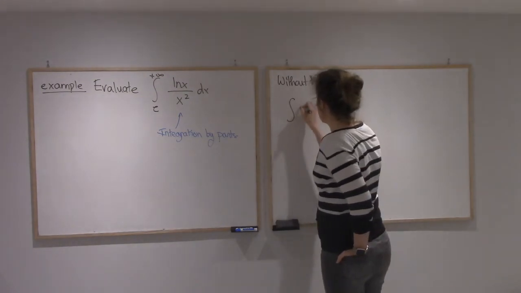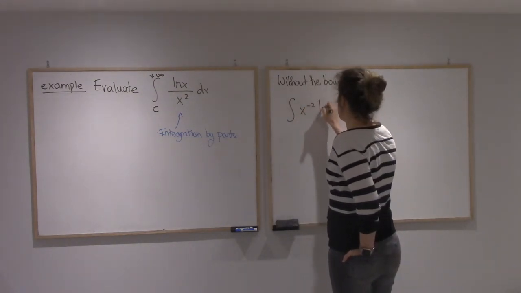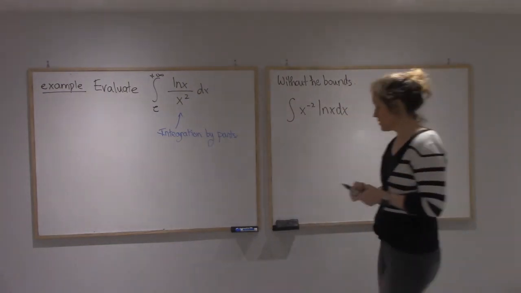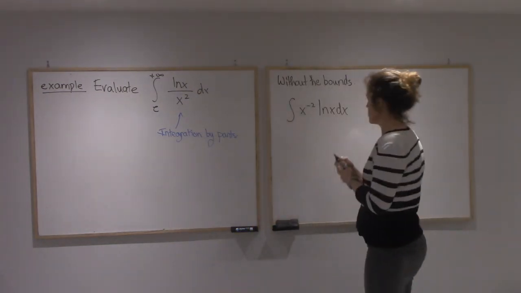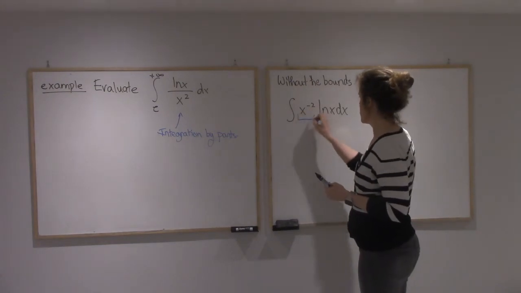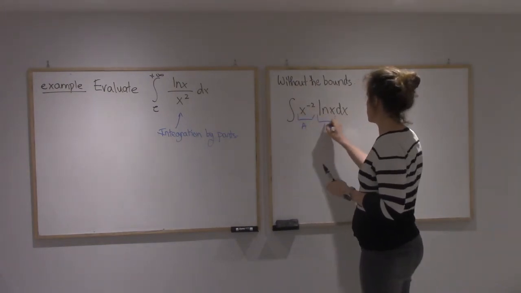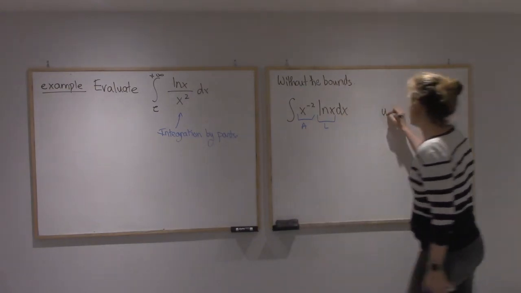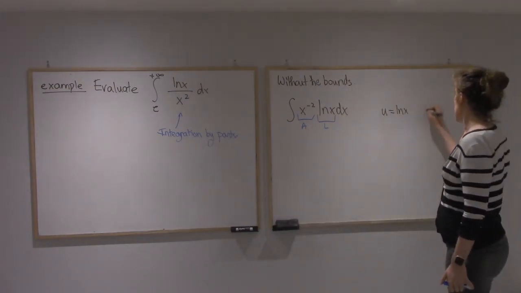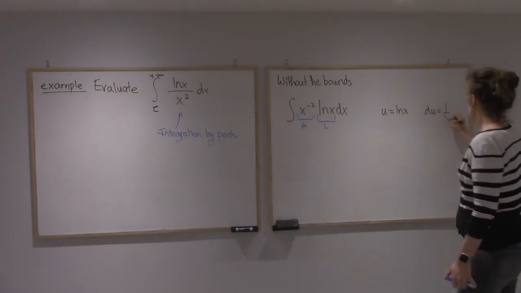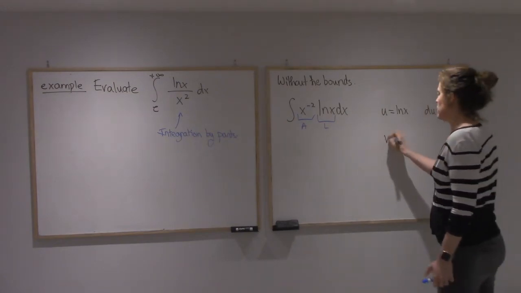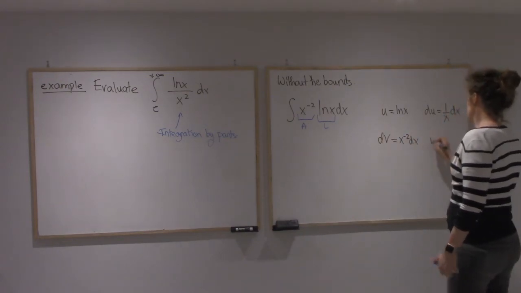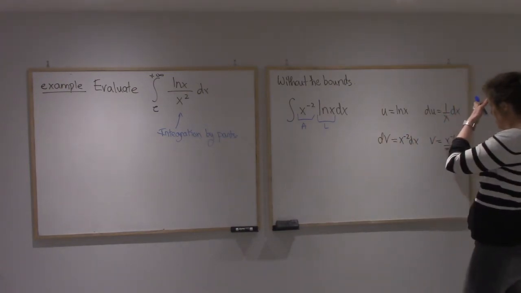Alright, so let me write it as x to the minus 2 log of x. That way I see the product that's going to lead us to integration by parts. I have something that's algebraic, something that's logarithmic. So I should take u to be log of x, du will be 1 over x dx, v prime is x to the minus 2. And so v is x to the minus 1 over minus 1.